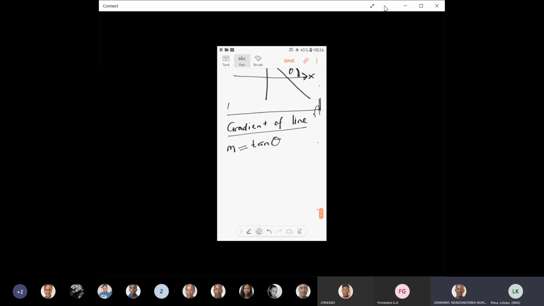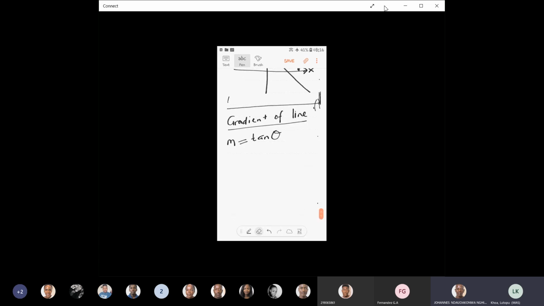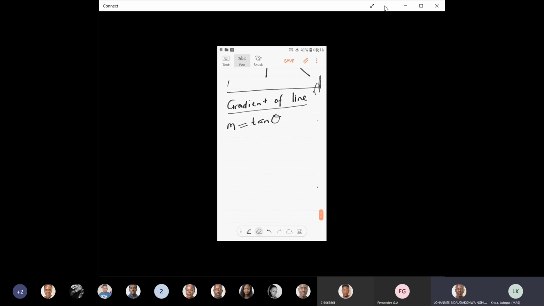Okay, now just to talk about where this tan theta comes from. How did we come up with this formula? You can derive it. It's not too difficult. Okay, so again, we have our x and y axis, and then I have a line like that.